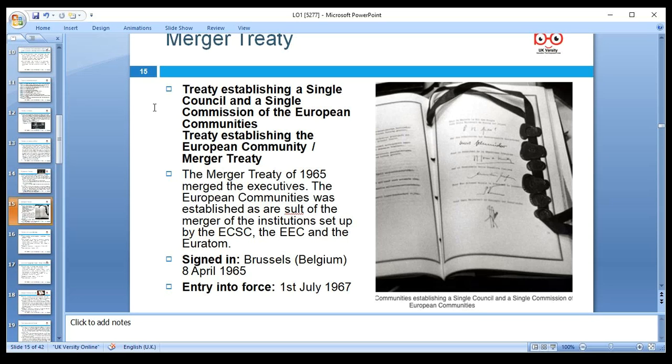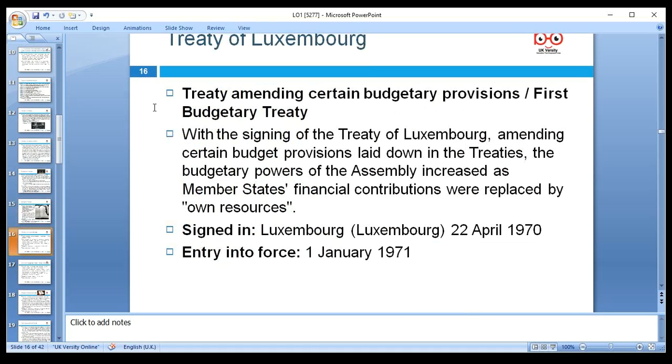2018. Yes. The merger of the treaties established a single council and single commission of the European Communities, the treaty establishing the European Community, the Merger Treaty. So we need to look at the merger of the institutions set up by the ECSC and EEC. So the signing in these years.